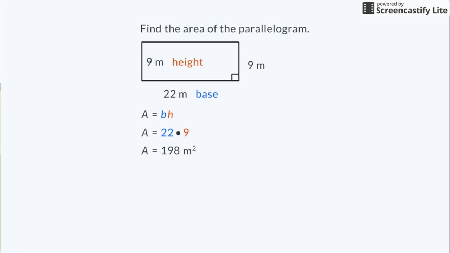The dimensions were in meters, so meters times meters is meters squared. The area of the parallelogram is 198 square meters. Our unit is square meters, shown as m with the superscript of 2, because we multiplied meters by meters.